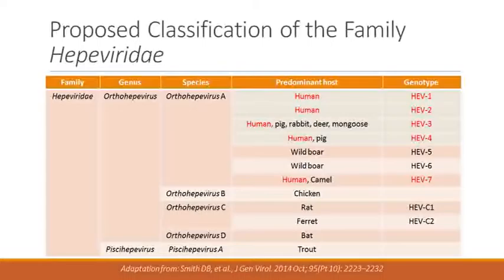This is the proposed classification of the family Hepeviridae, and you can see in this table how many different genotypes of hepatitis E virus exist, and which ones affect humans as well as animals. This is important to understand because it will have an effect in the future slides.